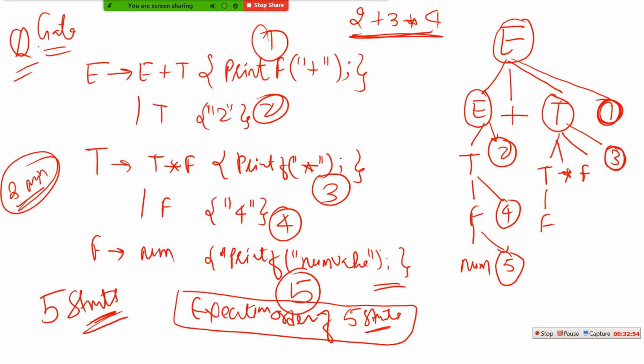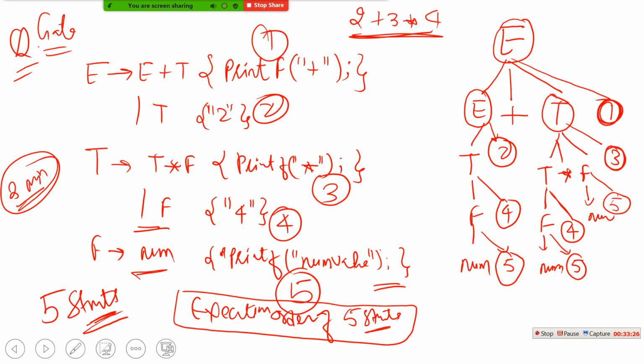Similarly here, F would be here. If I get the value of this T, I will say my fourth statement is executed, because T generates F is the fourth statement, you can see. And if this F further generates num, then if I generate the F value, I will say the fifth statement is executed. Similarly here, if I generate the F value, that is num, I will say my fifth statement is executed, because F derives num is the fifth statement, right? So this is my syntax, my semantic tree.